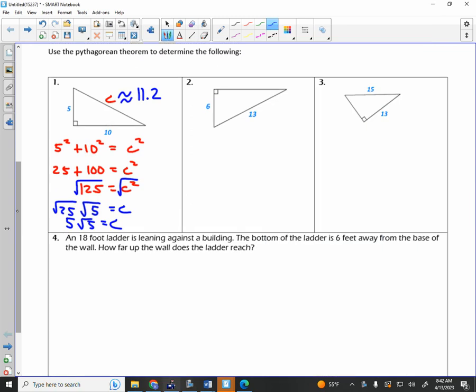What's different about the second problem? We're given the hypotenuse, we're missing a side. It doesn't matter whether you call this A or this A, just make sure that those sides of the right angle are A and B. The hypotenuse is letter C. And so we set up A squared, or 6 squared, plus B squared is equal to 13 squared.